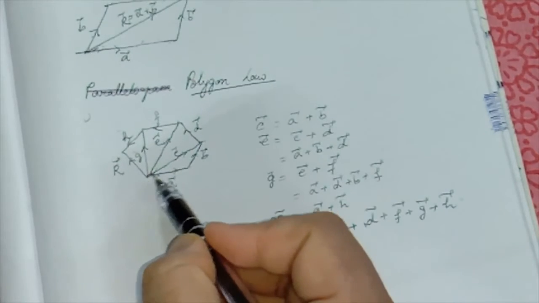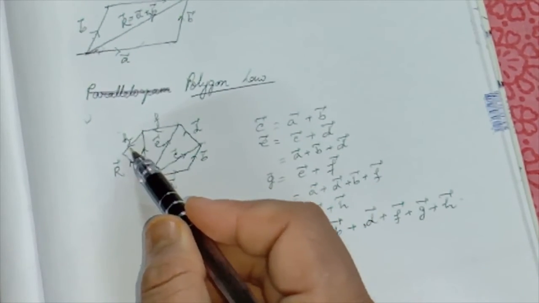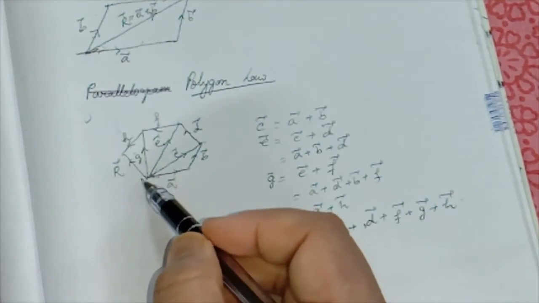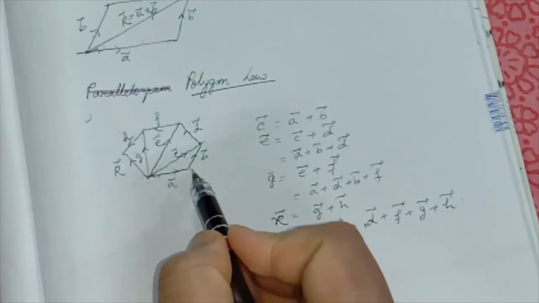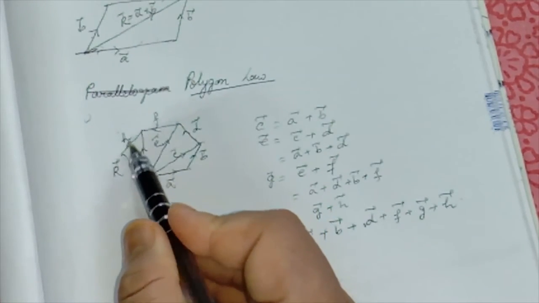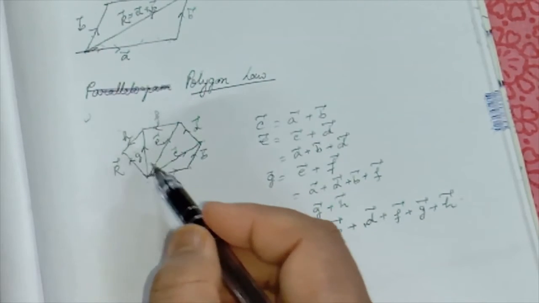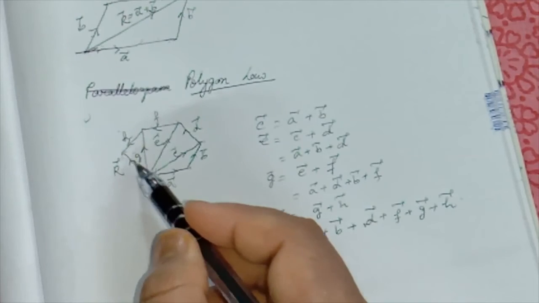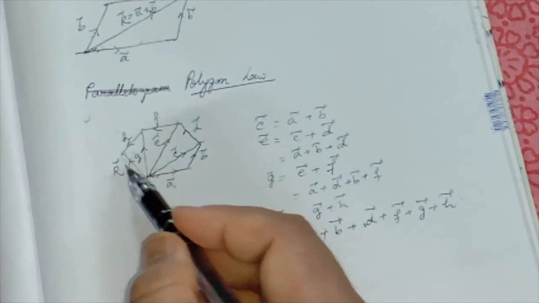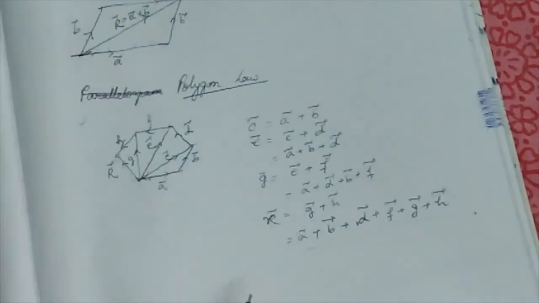So you can see all the vectors are represented by the sides of the polygon, and the last side represents the resultant of these vectors taken in the reverse order. Look, the direction of all the vectors taken along the lines of the polygon is the same, that is, anti-clockwise, but the resultant, the enclosing side of the polygon, will represent the resultant taken in the reverse order. So it is also stated and proved.